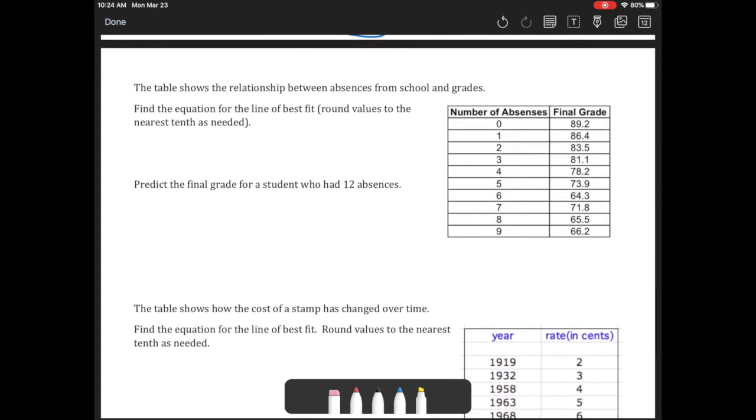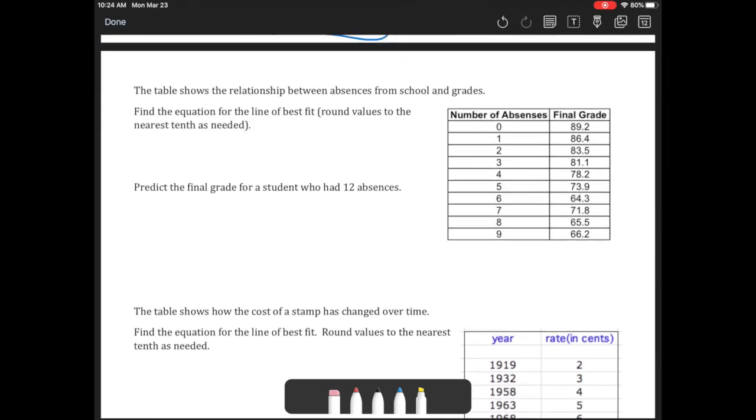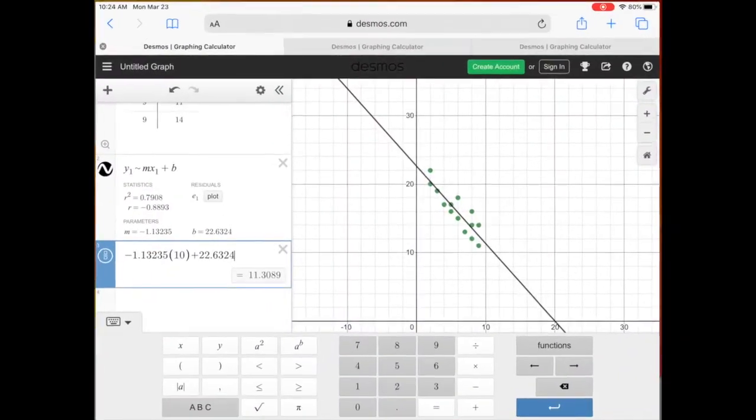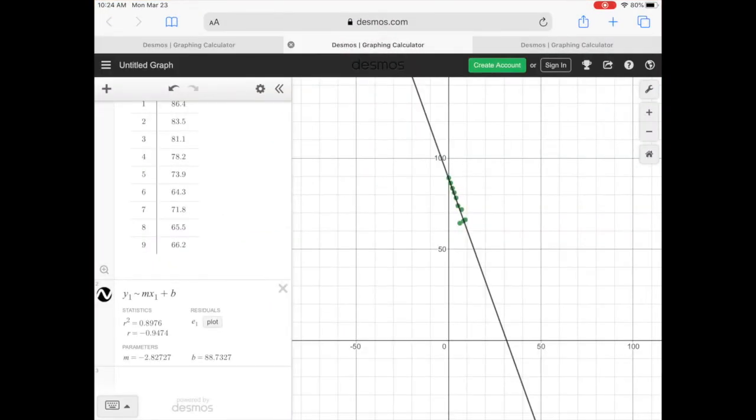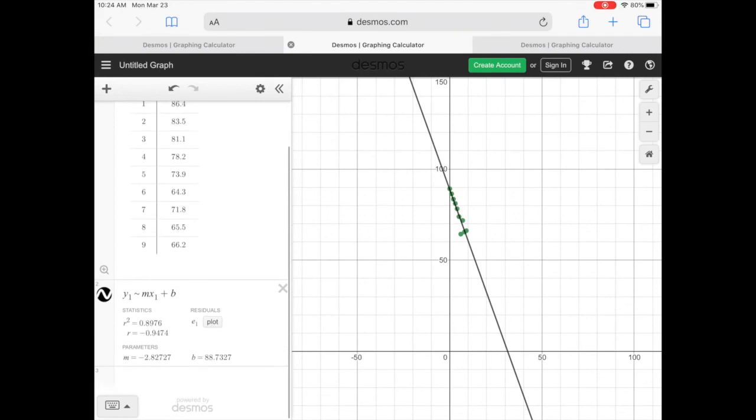The next 2 questions are going to be the same thing. So we have a table here. The table shows the relationship between the absences from school and grades. We're going to find the equation for the line of best fit, and this one does tell us to round our values to the nearest 10th as needed, and then predict the final grade for a student who has 12 absences. So if you come over here, I have already put all those values into the table, and I've already gotten the m and the b values. And so if it tells us to round to the nearest 10th, m is going to be negative 2.8. b is going to be 88.7.